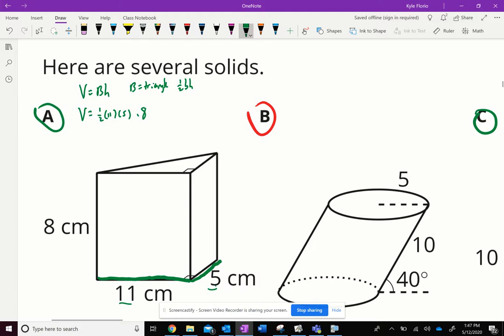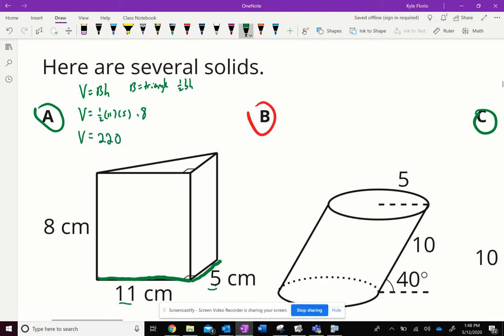Okay, so this part right here is the base, this right here is the height, and then we just got to put that on the calculator. Now, the way I'm going to do it is I know 11 times 5 is 55. Half of 8 is 4, so it's going to be 4 times 55. 110, is that 220, I think?